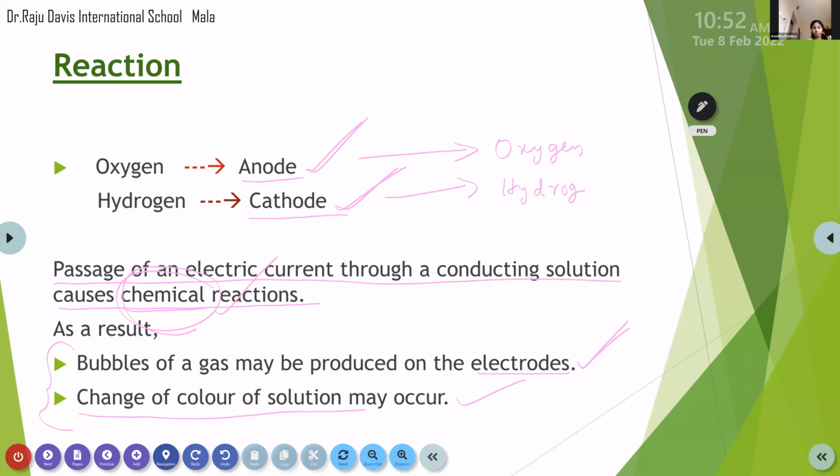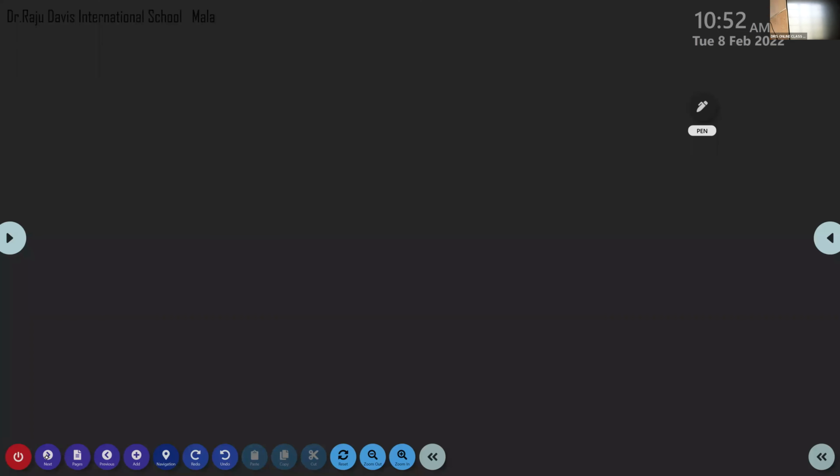So these are the two observations. Bubbles of a gas may be produced on the electrode. Otherwise, change of color of the solution may occur. So this is known as chemical effects of electricity.